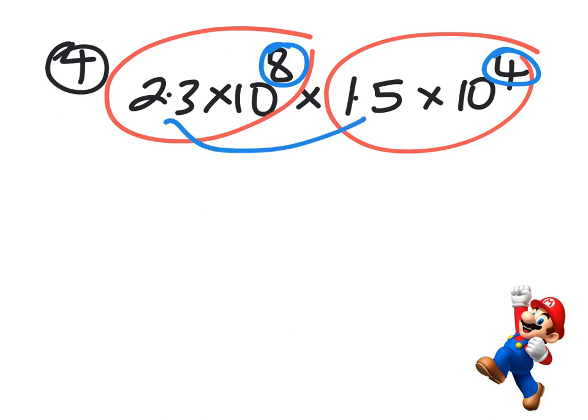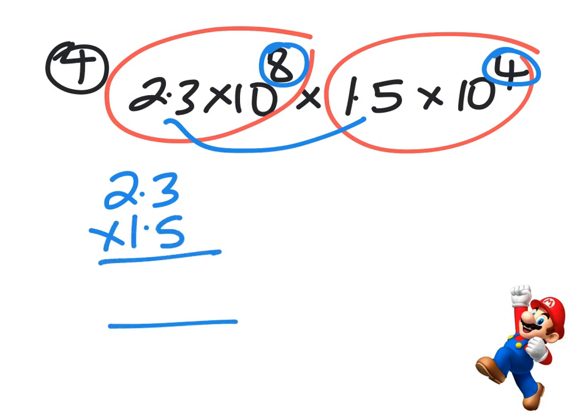So I'm going to do 2.3 times 1.5. Well, I'm going to do that calculation. That's going to give me my first number, times 10. And as I've just said, you know what you do with the powers when you multiply. So whatever that is, that's going to be the new power there.